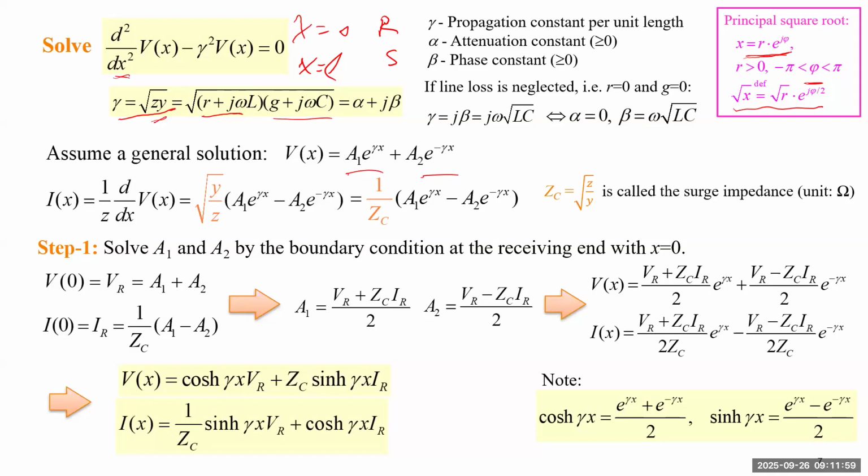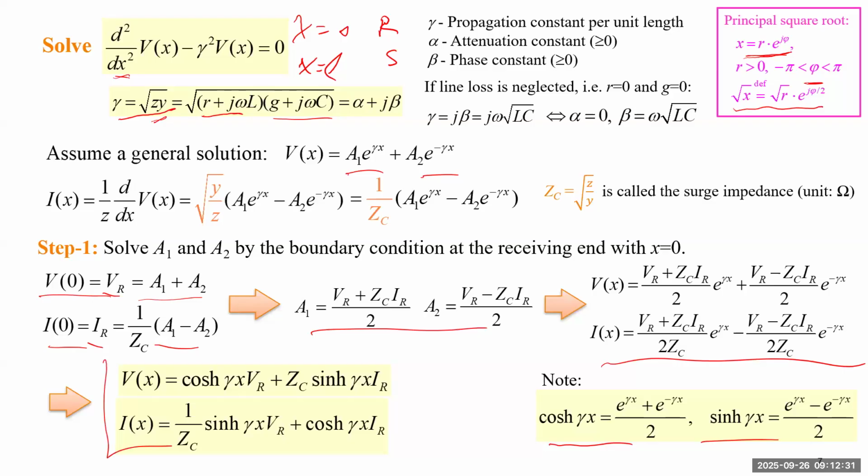If we plug in the boundary values at the receiving end, because we already know the voltage and current there, we actually have two equations about A1 and A2. Since we only have two unknowns, we can solve for them. Then we have the accurate formula describing how the voltage and current change along the distance of the line. To simplify this formula, we can introduce the hyperbolic functions, cosh and sinh, which will largely simplify this formula.